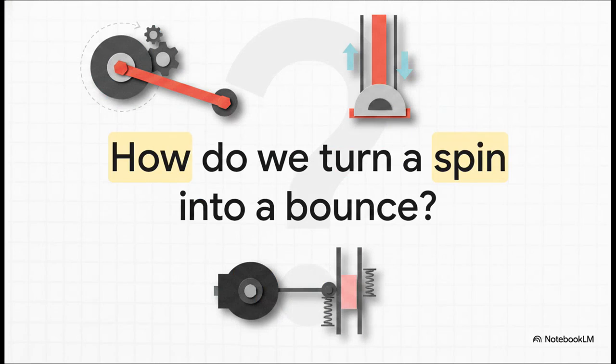And that brings us to the ultimate engineering problem. How do we turn a spin into a bounce? Just imagine, you have a motor that only spins in a circle, but your toy, or maybe the machine you're building, needs a specific part to move straight up and straight down. How on earth do we force a spinning circle to create a straight, bouncing line?